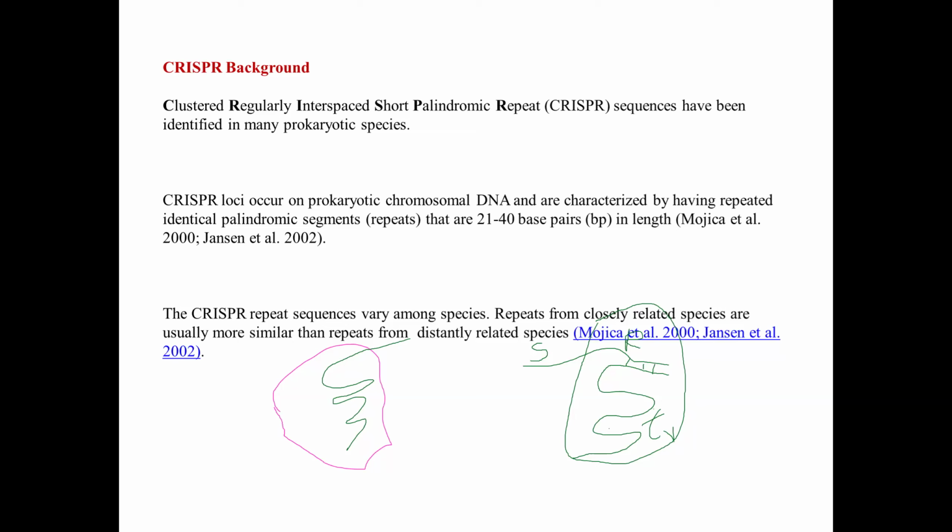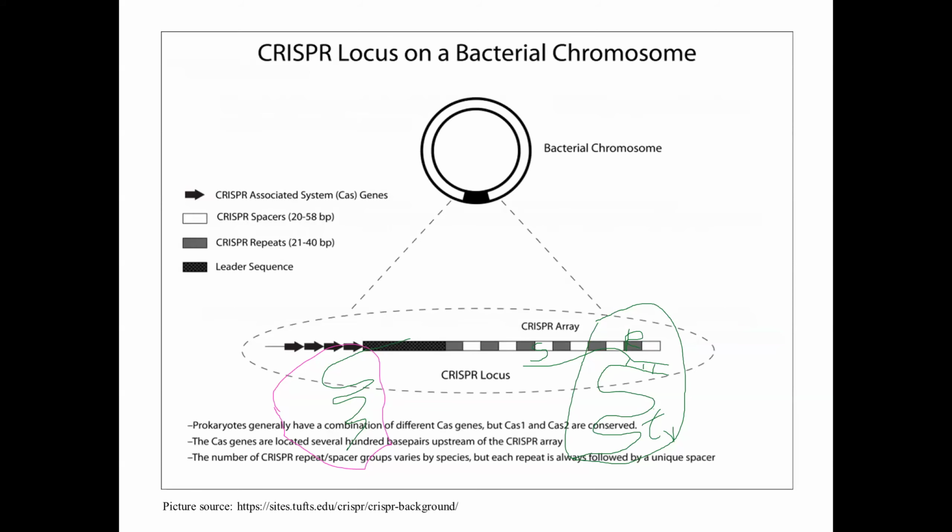Okay, so that is the purpose of the spacers. Now, can you see this picture? Yes. So you can see here you have a bacterial chromosome, and in the bacterial chromosome you have a locus region. If you zoom into the region, you can see the CRISPR array and also some genes to the other side of the CRISPR locus.